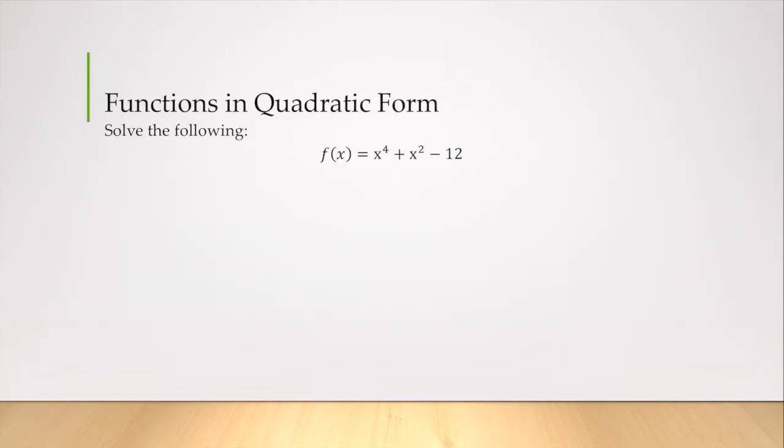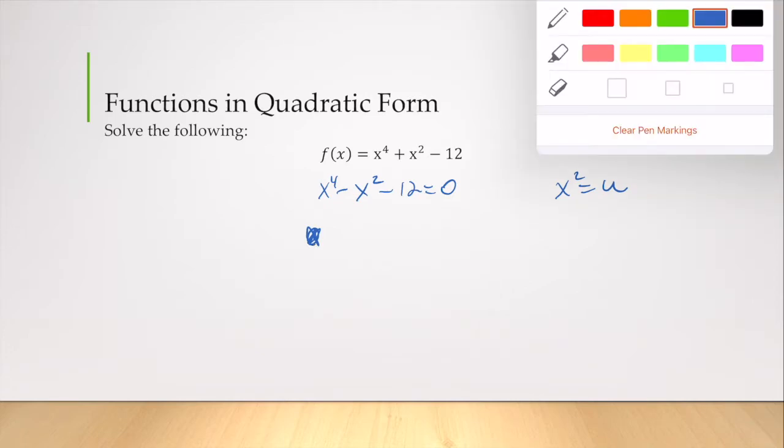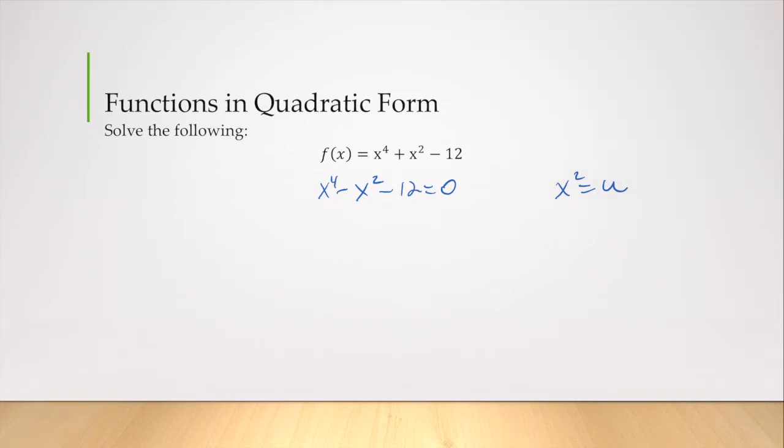If I have f of x equals x to the fourth minus x squared minus 12, I'm going to rewrite this and set it equal to 0. I'm then going to let x squared equal u. So if I have x squared, squared, minus x squared, minus 12 equals 0, now it's a little bit easier to see what our u should be. u squared minus u minus 12 equals 0.